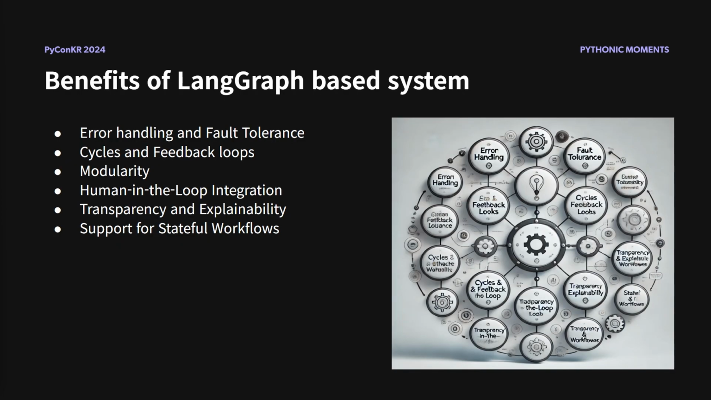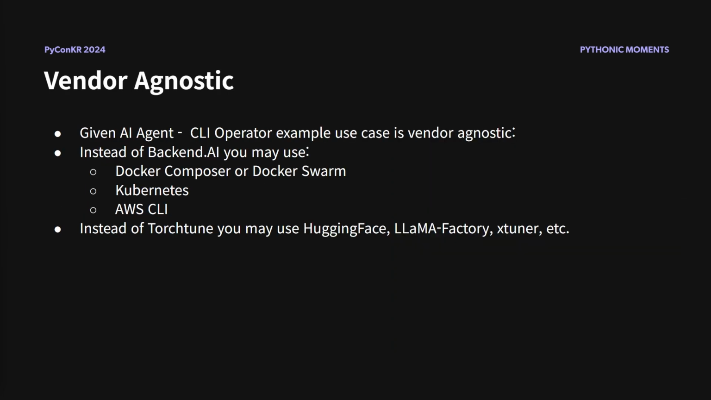So the benefits of such a system are that it's fault tolerant, it has feedback loops, it's very modular, and at any stage you can integrate a human in the loop, and also it's transparent and explainable. This project is vendor agnostic. Instead of Backend AI, you may use Docker Swarm or Kubernetes. And instead of TorchTune, you may use Hugging Face to build your own system.